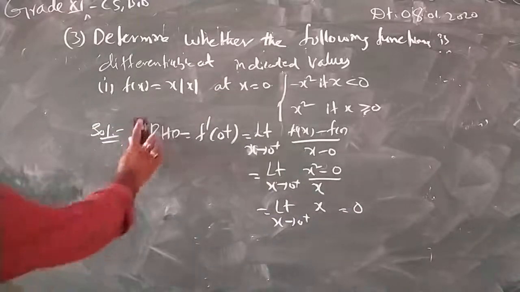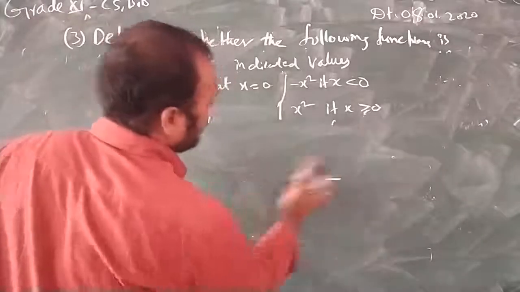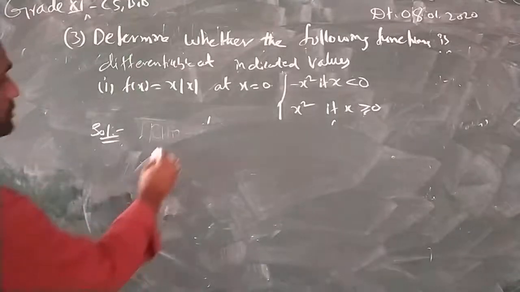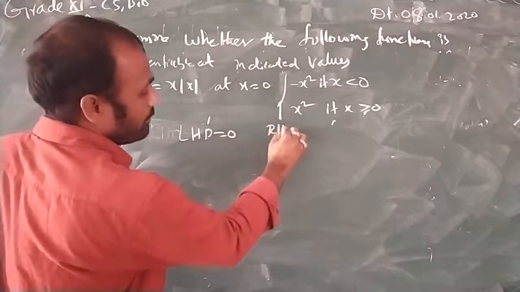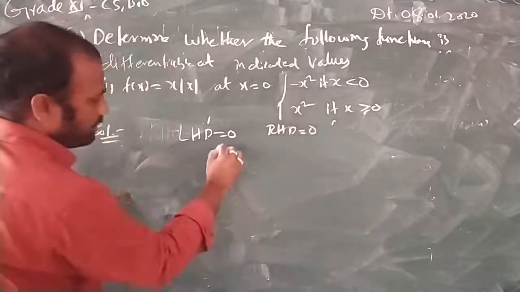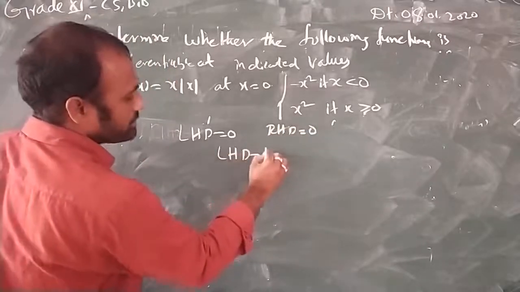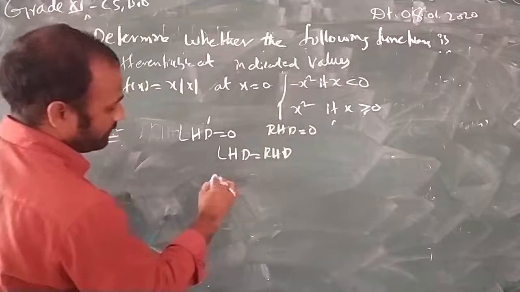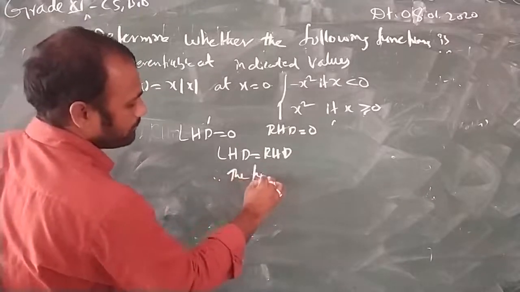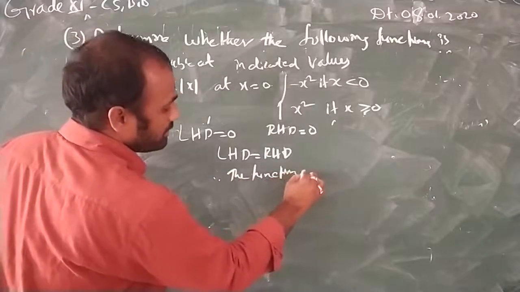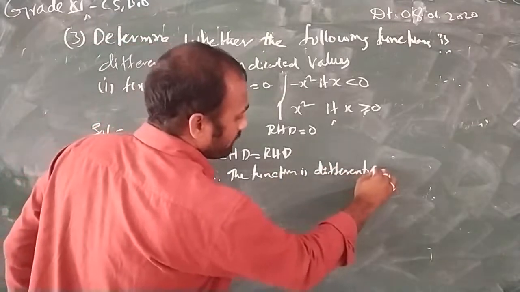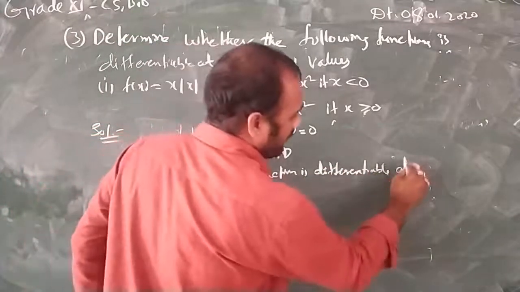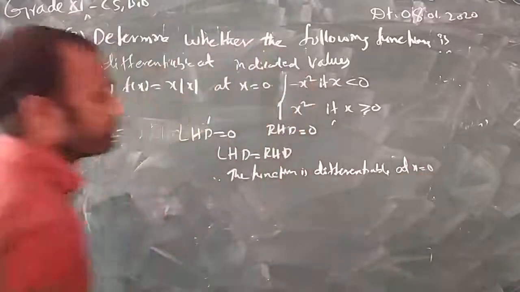Since the left hand derivative is 0 and the right hand derivative is also 0, the left hand derivative is equal to the right hand derivative. Therefore, the function is differentiable at x equal to 0.